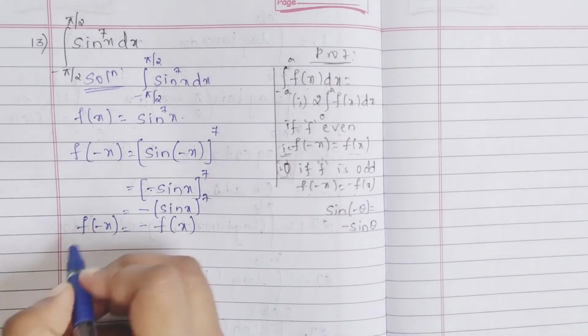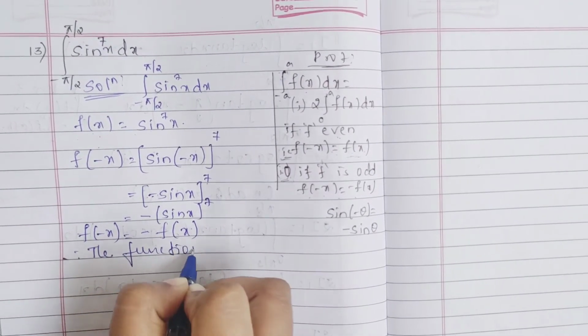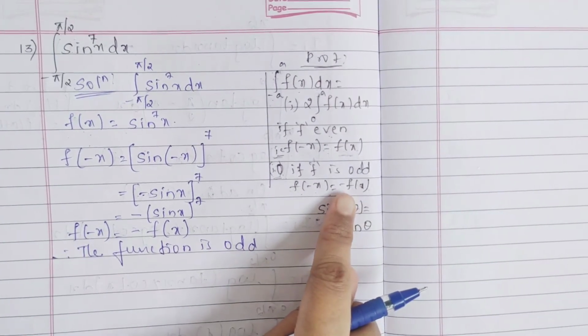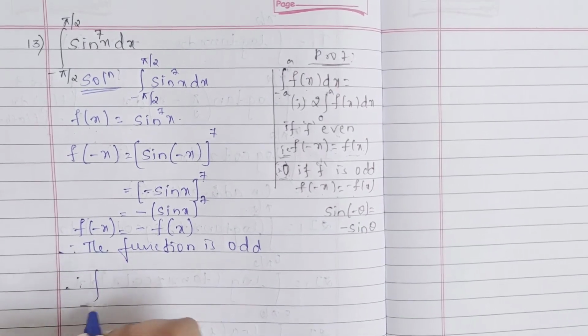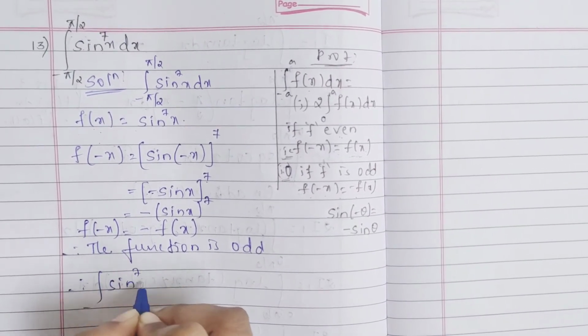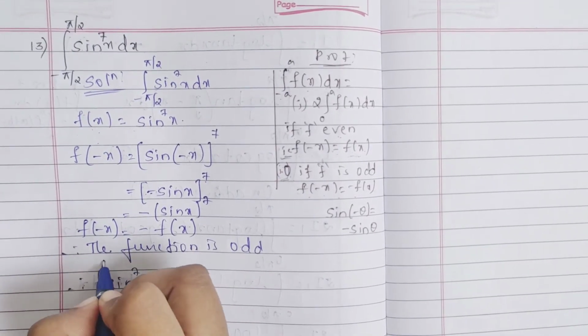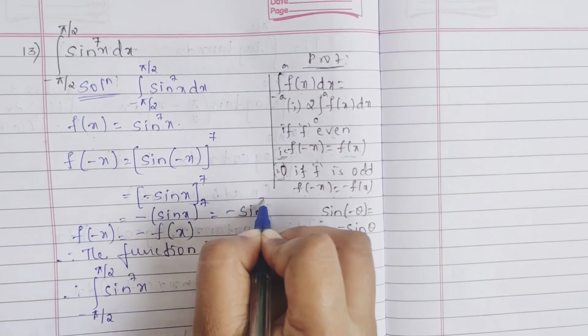So therefore the function is odd, right? As you can see, the function you are getting is odd. If the function is odd, your value is what? It is 0. So automatically sine raised to 7x from minus pi by 2 to pi by 2, this you should write like this, minus sine raised to 7x.